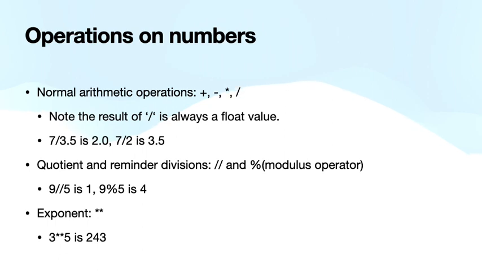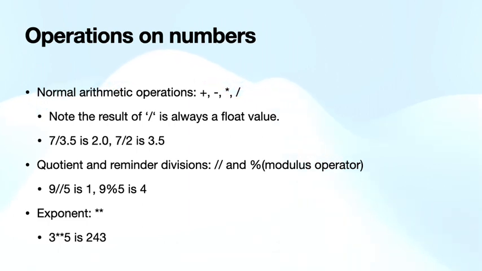Well, we have the normal arithmetic operations: plus, minus, multiplication, which has the symbol star, and division, which has the symbol slash. Notice that for the first three operations, it is very clear. If I have two ints and I multiply, add or subtract them, I only get an int. But if I have two floats, I will get a float. Division, on the other hand, will always produce a float.